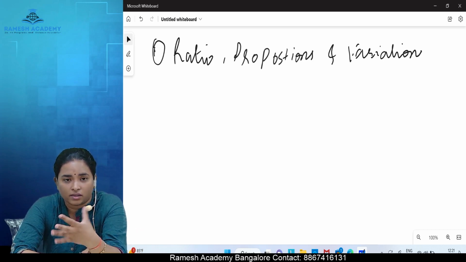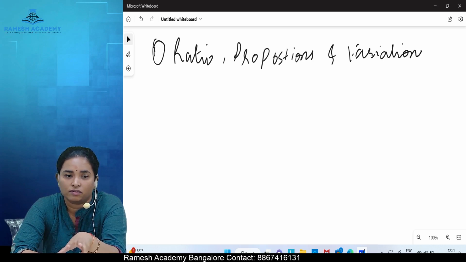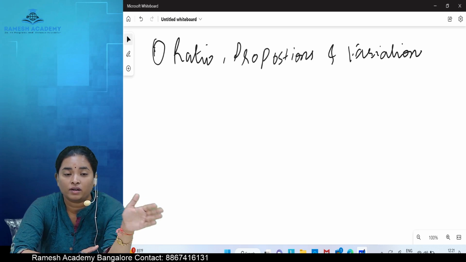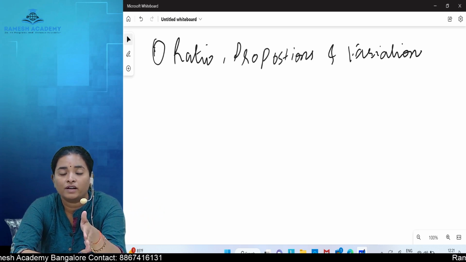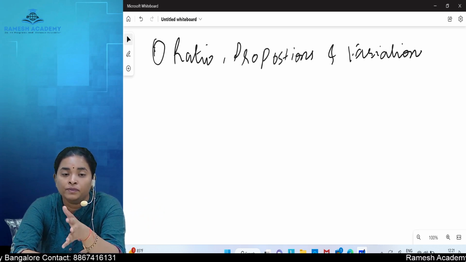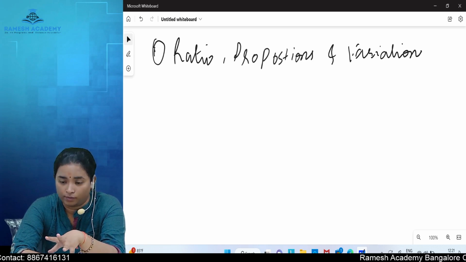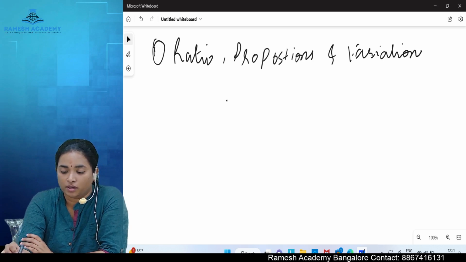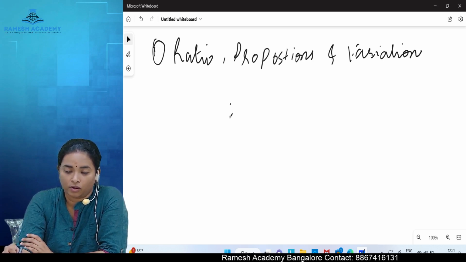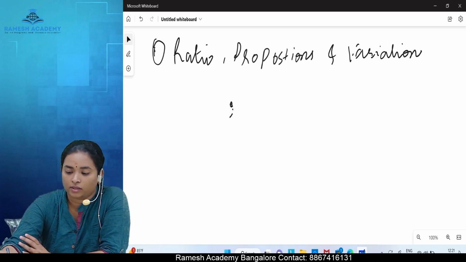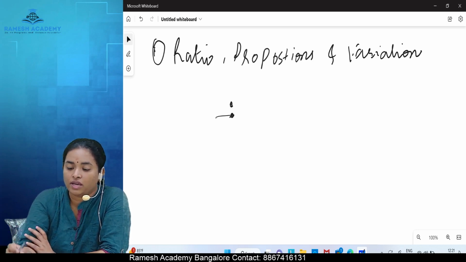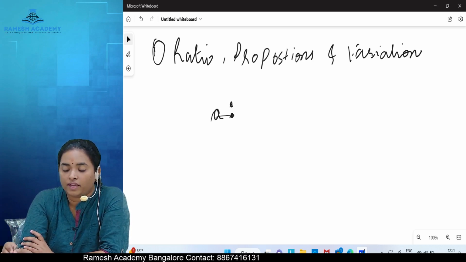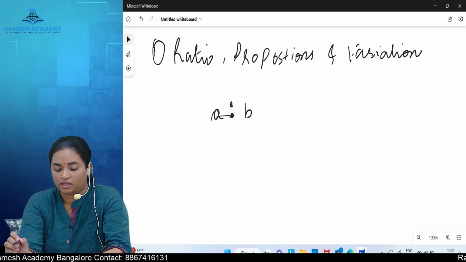To understand that, you will be learning the basics of ratios. Not only for two quantities, there can be 3, 4, 5 quantities which are interrelated, and I want to find the ratio of each item to reach some goal. Ratios we usually present with the colon symbol. Here you have A and B, so the ratio of A and B is represented here.